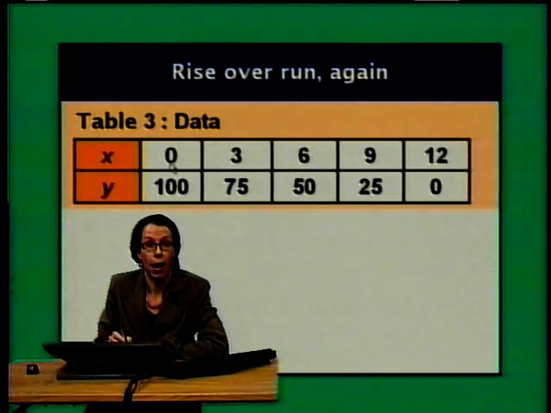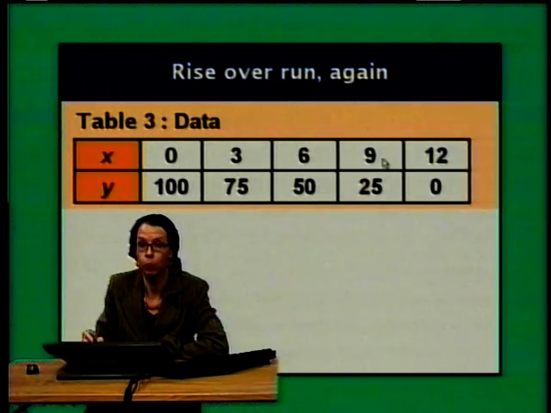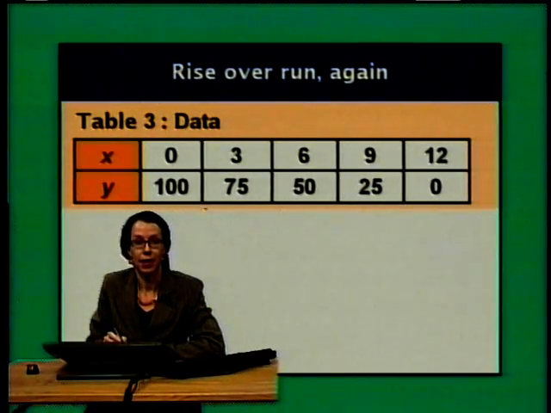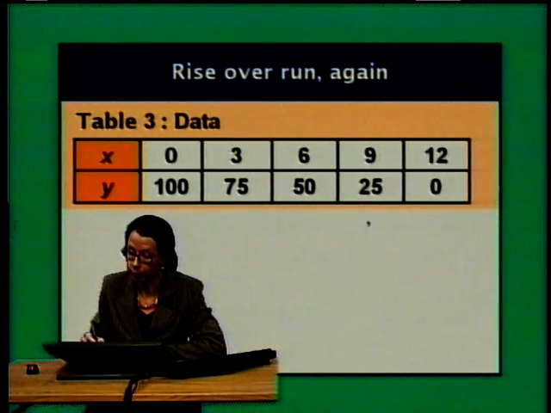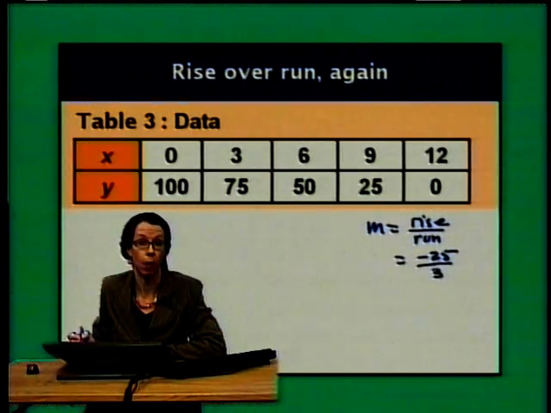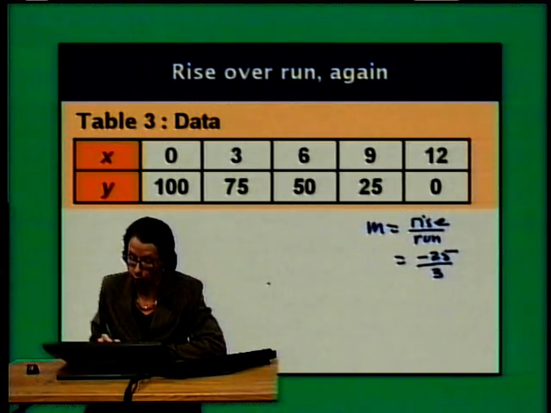So if I look at my run, my x values are increasing by 3 as I move from one column of the table to the next. My y values are decreasing by 25. So looking at the table, we see that the rise is negative 25 and the run is positive 3. So our slope, rise over run, is going to be negative 25 over positive 3. So yes, the data in this table represent a linear relationship.